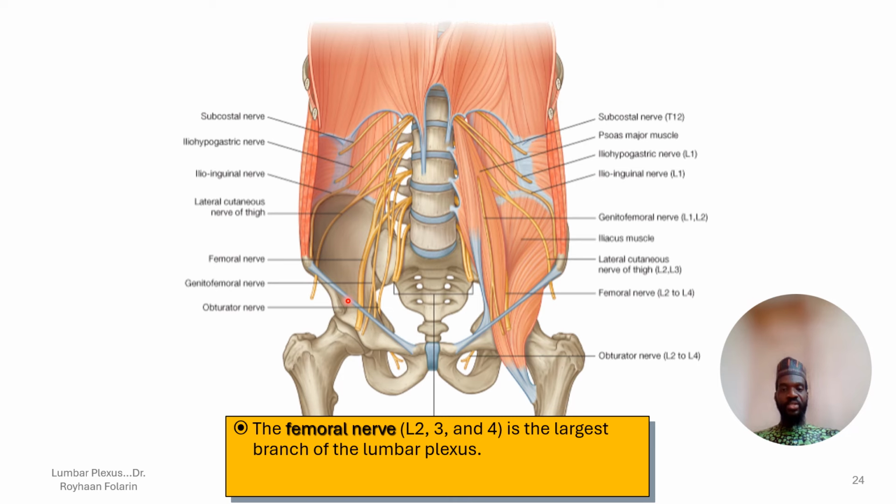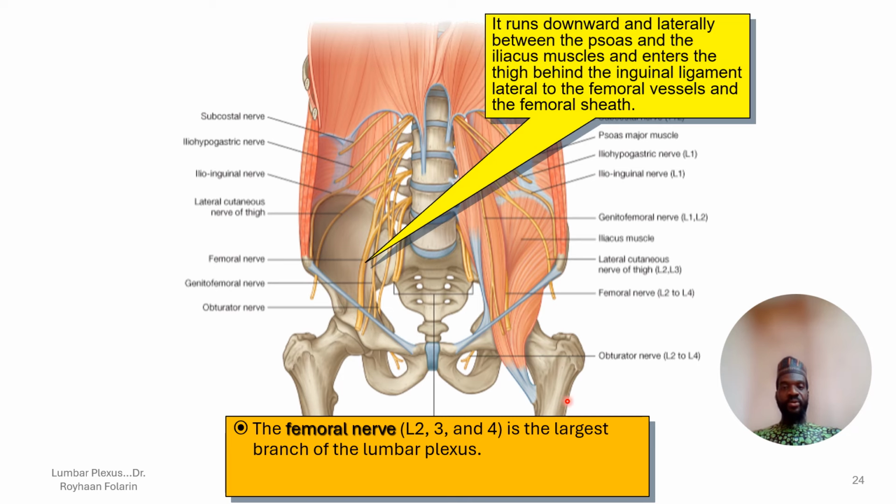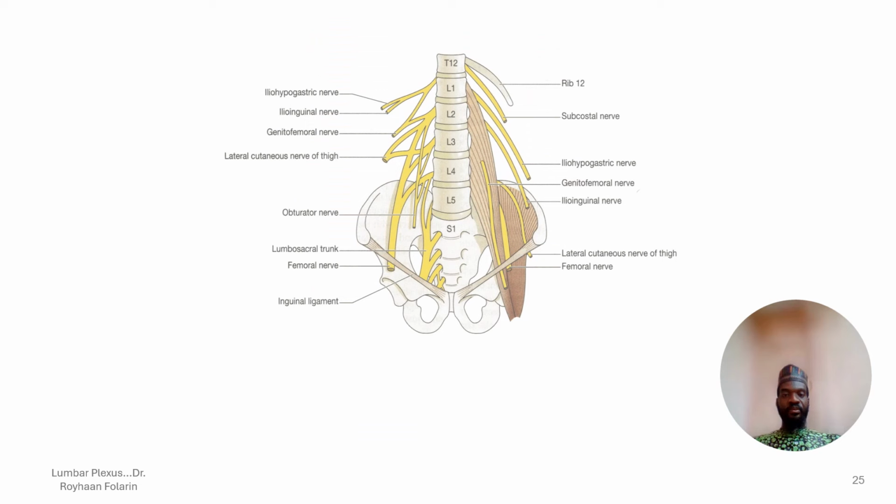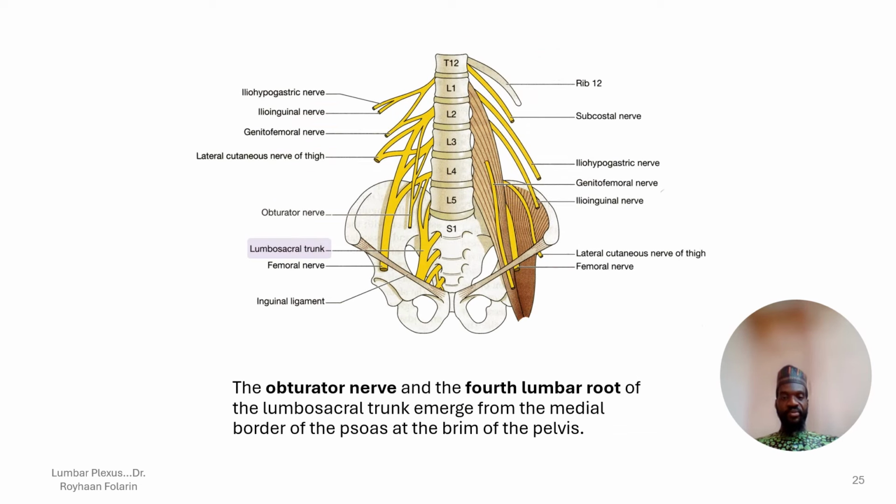Next is the femoral nerve, which is the largest branch of the lumbar plexus. Right here, it runs down and laterally between the psoas and the iliacus muscle before entering the thigh behind the inguinal ligament, lateral to the femoral vessels and the femoral sheath. It supplies the iliacus muscle on its way, in the abdomen.